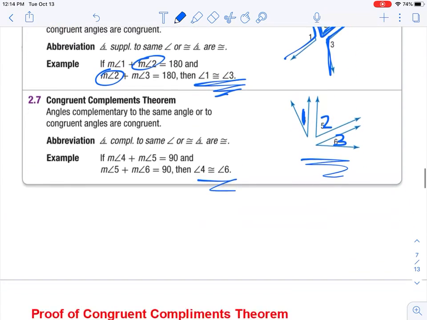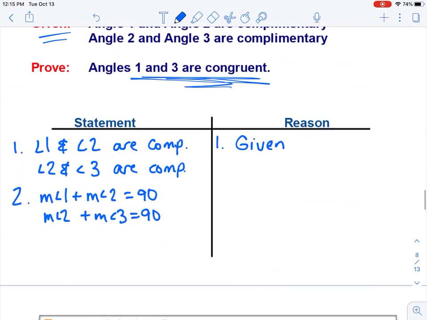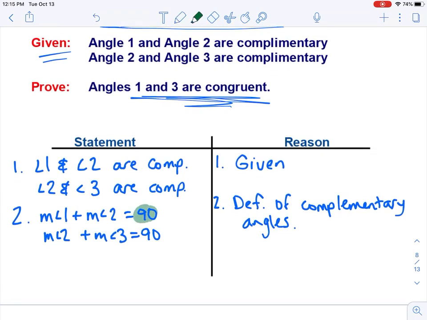Now, I suppose it would be better if we just use the definition of complementary angles, because this one, they don't have to be adjacent to each other. So we'll actually use the definition of complementary angles just to make sure that's actually true, based on the definitions given by our postulates and theorems, as our reason for step 2. Okay?